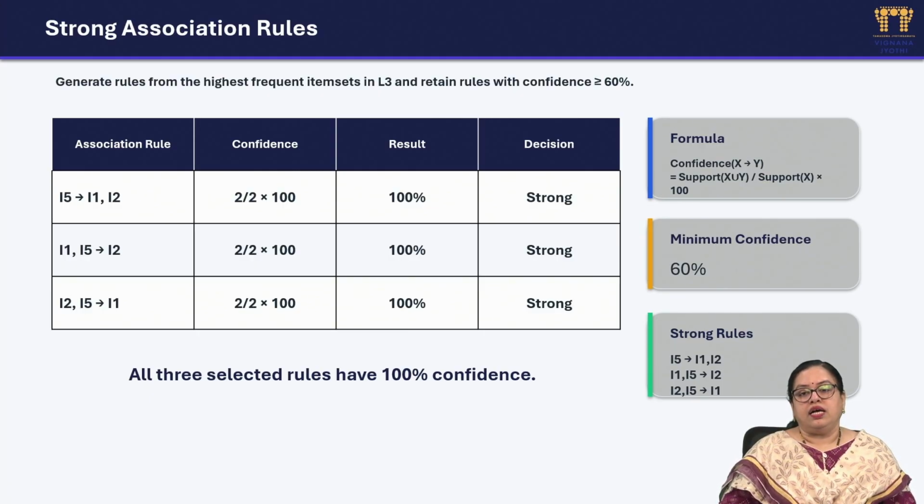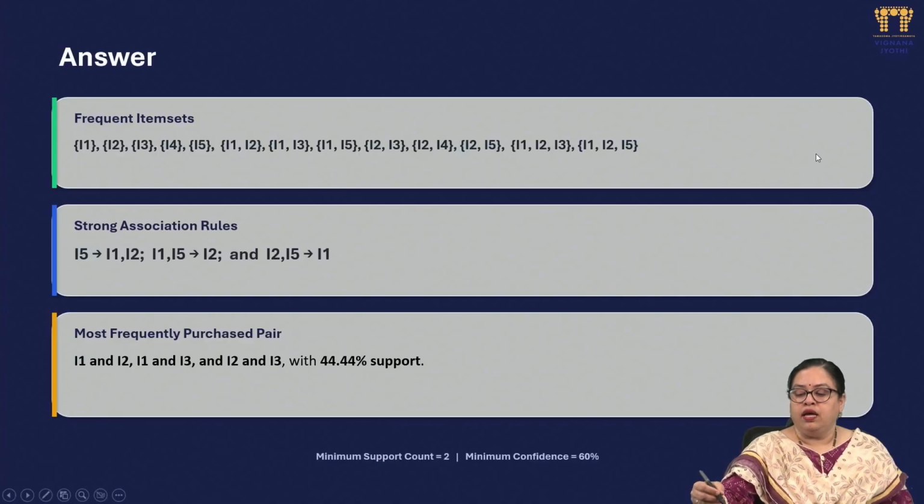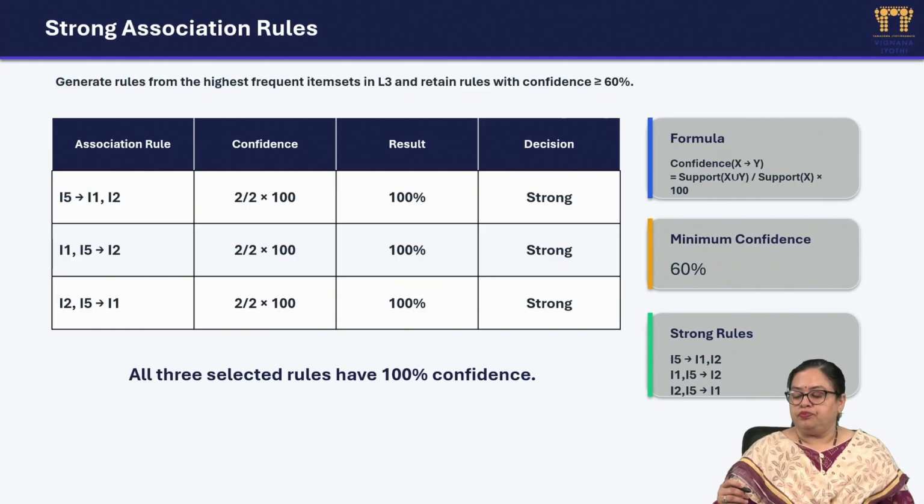The formulas are written on the right side. Confidence of X to Y is calculated as support of X union Y divided by support of X, into 100. The minimum confidence is 60%, and the strong rules we get are I5 to I1, I2; I1, I5 to I2; and I2, I5 to I1.